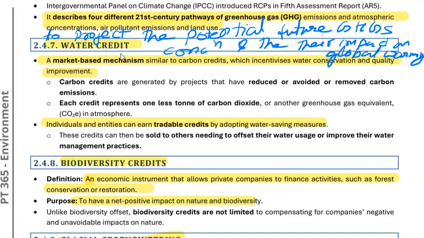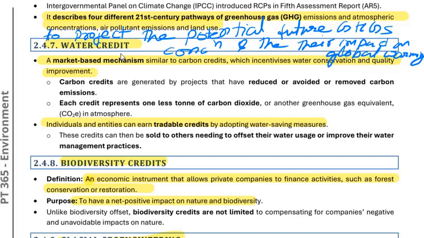Next is about the water credit. It is like carbon credit. Okay, it is actually a market based mechanism similar to the carbon credit, which incentivizes the water conservation and the quality improvement. Here it is given about the carbon credit. How does carbon credit work? Carbon credits are generated by projects that have reduced or avoided or removed the carbon emission. Each credit represents 1 less ton of the carbon dioxide or another greenhouse gas equivalent in the atmosphere.